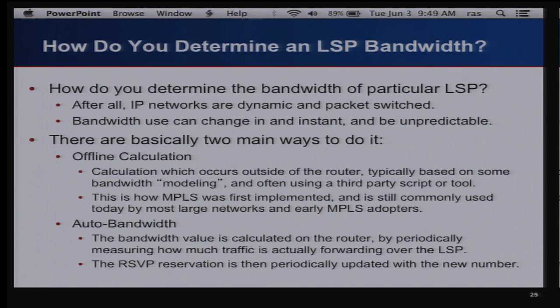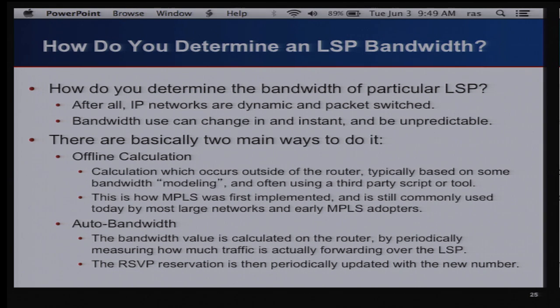So then the next question becomes, how do you determine the LSP bandwidth? Because after all, IP networks are very dynamic and packet switched. So the bandwidth, what you think might be 5 gigs, can change in an instant. A session can flap, someone can launch a DDoS, someone can fire up a streaming event. 2 seconds from now, that could be 10 gigs, that could be 0 gigs. So there's 2 main ways that people go about doing these LSP bandwidth calculations.